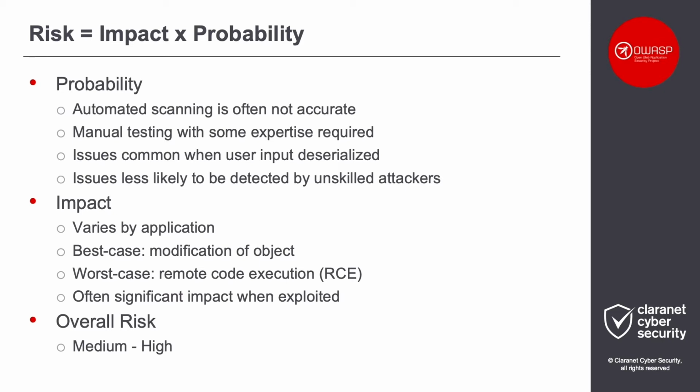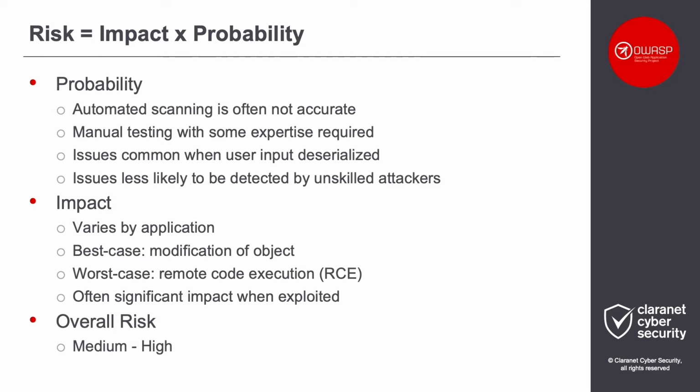Where there are vulnerabilities present, there is also a slightly lower probability of detection by an attacker than other top 10 vulnerabilities. This is due to a reliance on manual testing and modification of off-the-shelf payloads. Attacks are therefore typically limited to those with at least a basic level of manual testing expertise. If there should ever be a successful insecure deserialization attack, the impact is often extremely high.